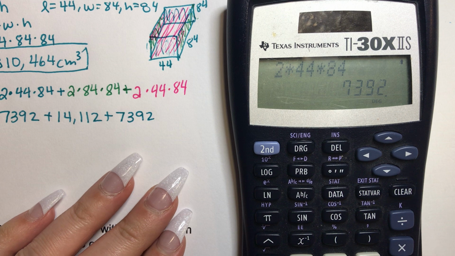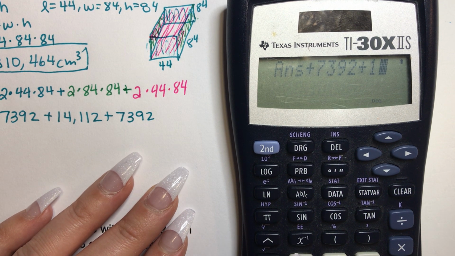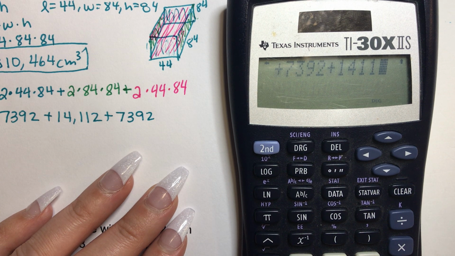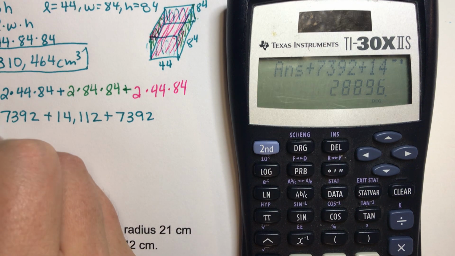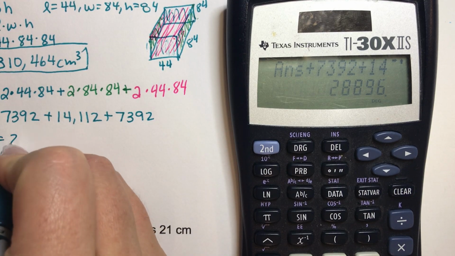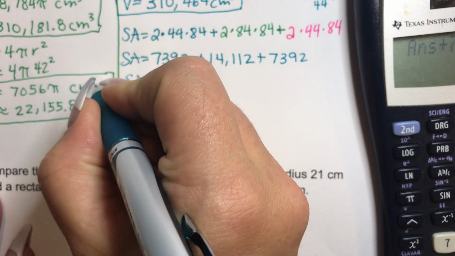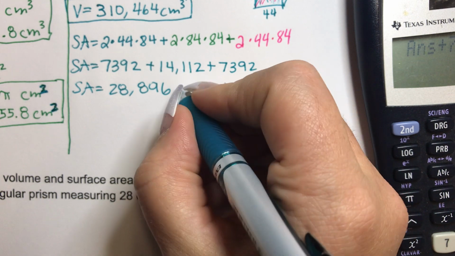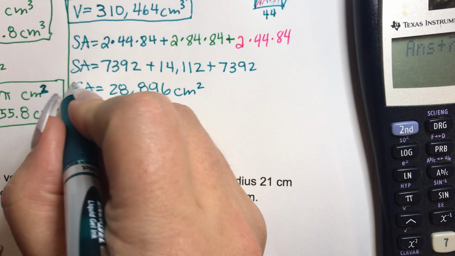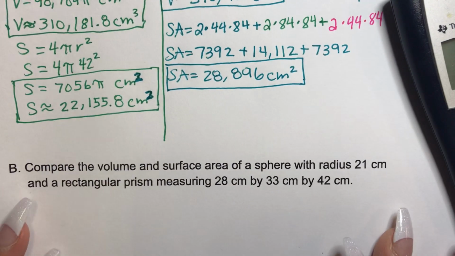So we have two 7,392s. We need to add that 7,392 plus 14,112. And we get the surface area is 28,896. Oh, surface area, I put cubed here. Surface area is always squared on the sphere. It shouldn't have been cubed. And that would be centimeters squared. That is the surface area of the rectangular prism.